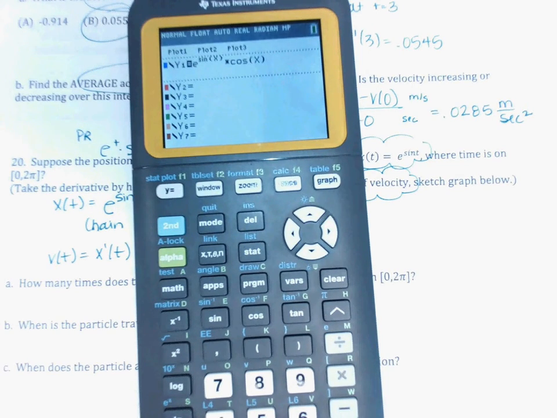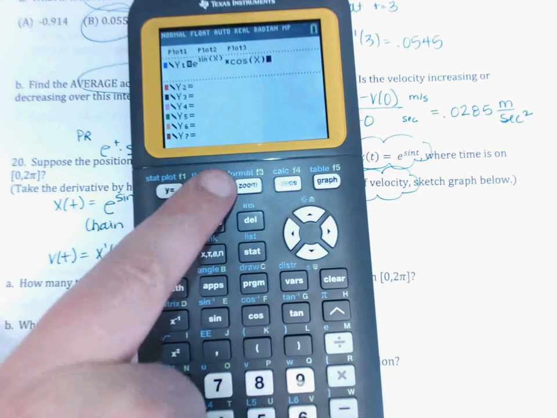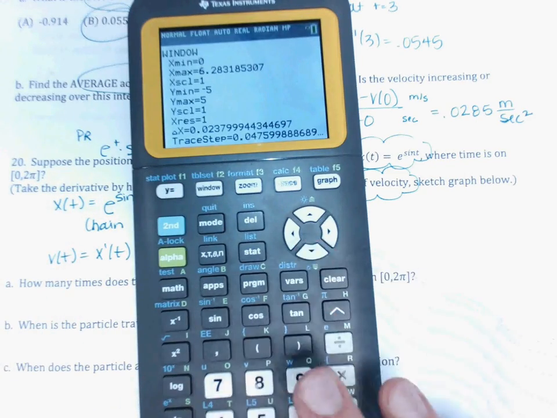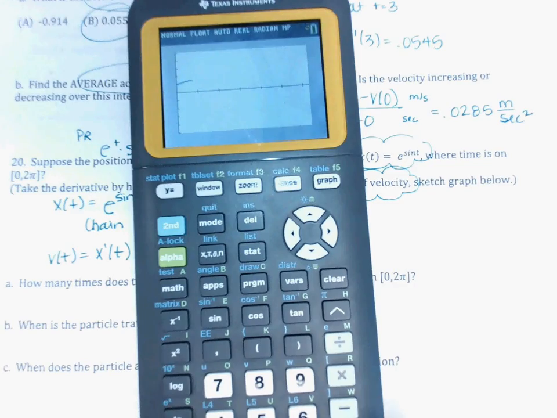Okay? Now, do I want to look at it on the whole number line? Where do I want to look at it? 0 to 2 pi. So remember, the window is where you adjust that. Once I type in my derivative, I'm going to push window, I'm going to go 0 to 2 pi. Just like that. And then I'm going to hit graph, and put it on my paper. So here's the picture.